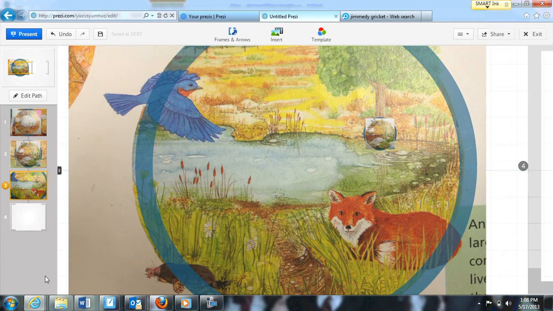Just to review, a habitat is a home for living things that provides all the necessary things for it to thrive and survive. And an ecosystem is living and non-living things working together, which form communities.